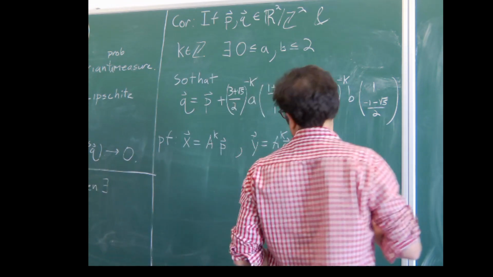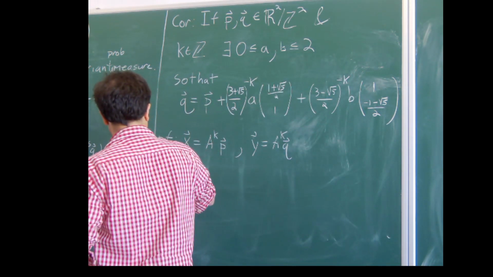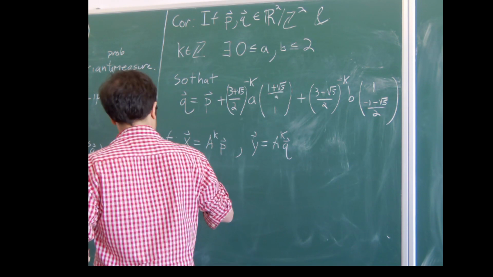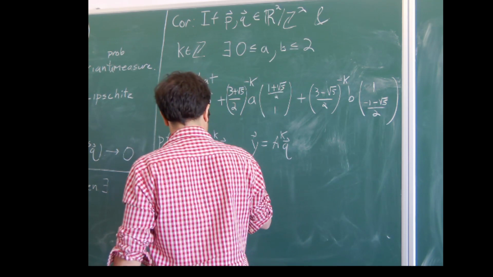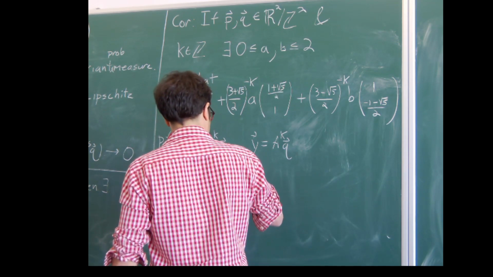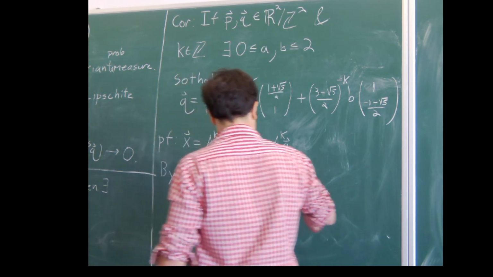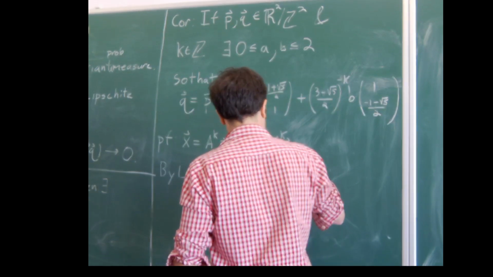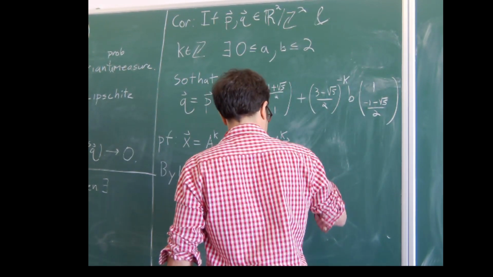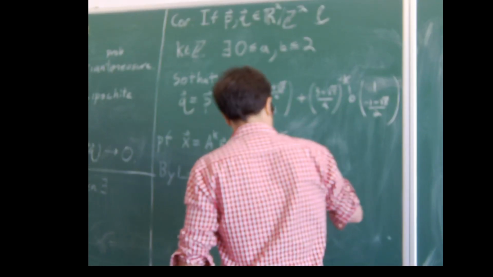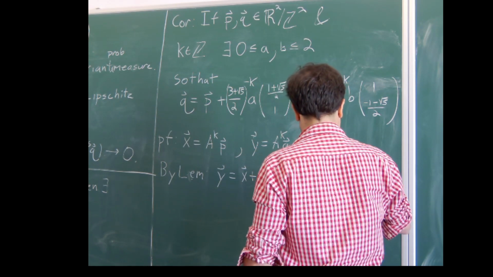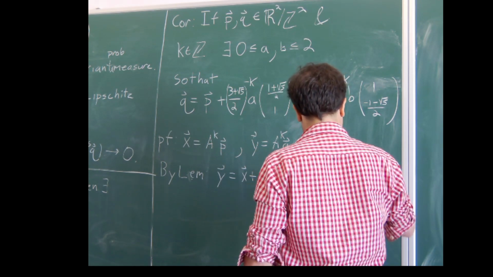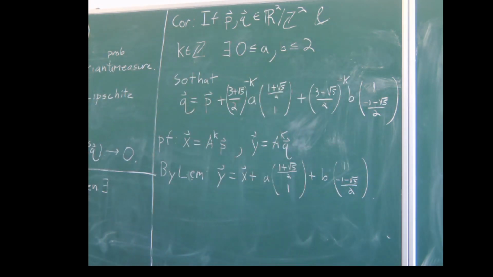All right, so let's now prove this. Okay, so now by the previous lemma, Y is equal to X plus A times (1 plus the square root of 5)/2, 1, plus B times (1 minus the square root of 5)/2, 1. Okay. Everybody happy about that? Okay.